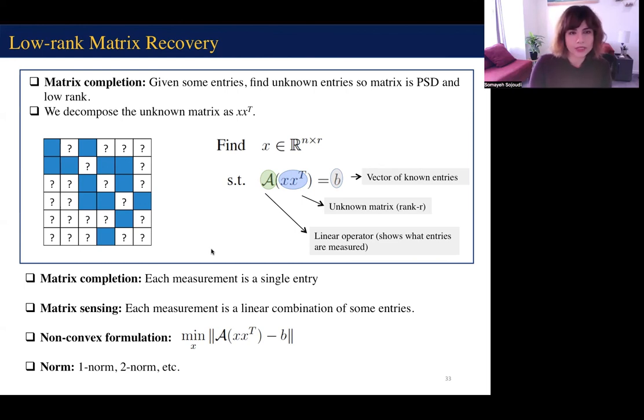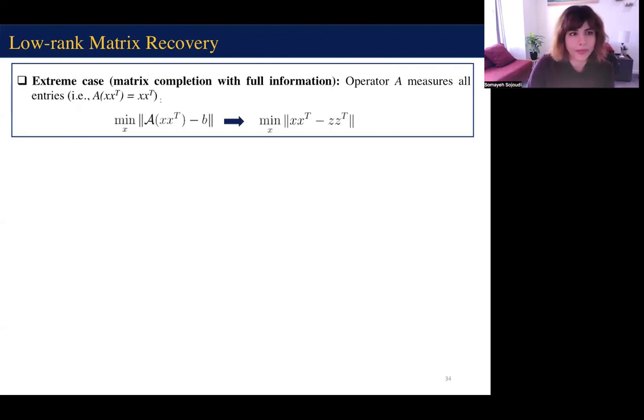The problem is formulated as a non-convex problem where we minimize some norm of A(XX transpose) minus B, and we could use L1 norm, 2 norm, or other types of norms. Now, to understand the non-convexity of this problem, let's start with an extreme case. That is matrix completion with full information. In this case, the operator A measures all of the entries of the matrix.